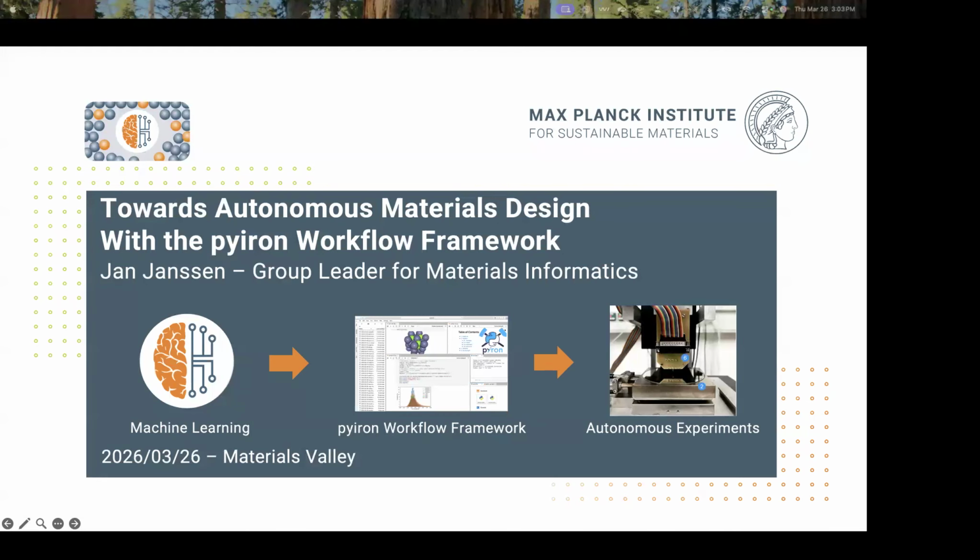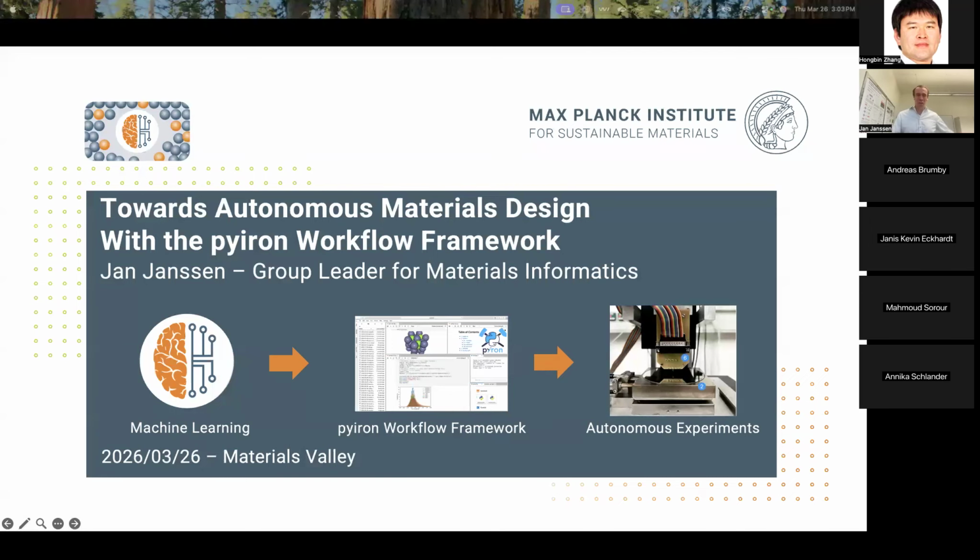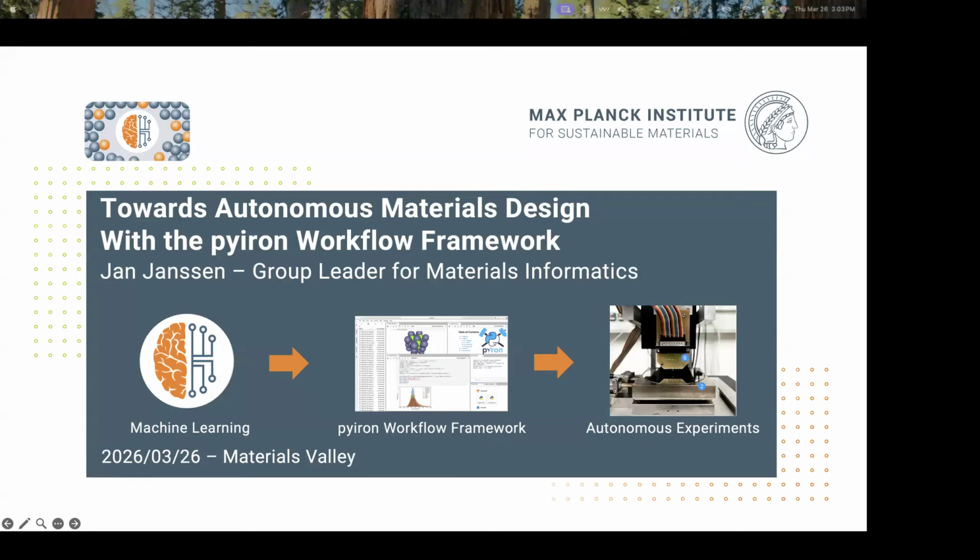Our progress towards autonomous materials design with the pyiron workflow framework. I structured this talk into 3 parts, starting with the first section on machine learning and how we apply machine learning for materials science and materials discovery.